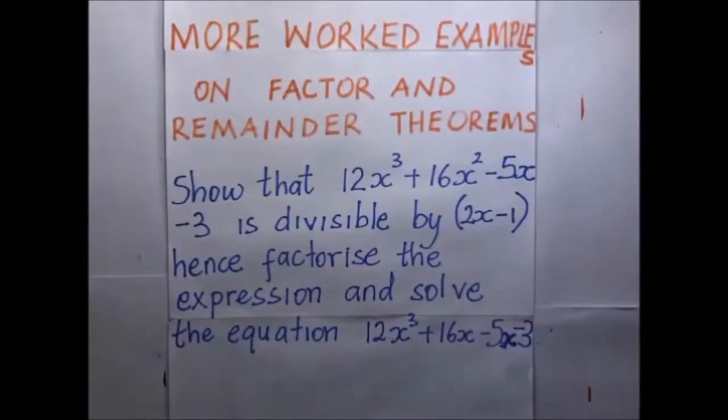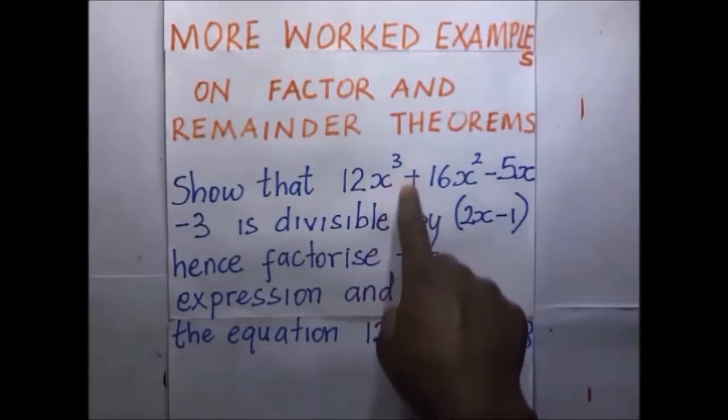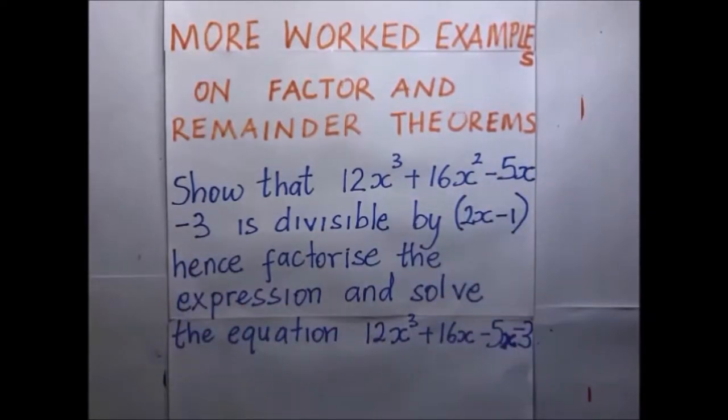In this example, we are required to show that 2x minus 1 is divisible by this polynomial, 12x cubed plus 16x squared minus 5x minus 3. Afterwards, you're supposed to factorize it and solve this expression. By solving this expression, they are asking us to find the values of x for this polynomial, which is of order 3.